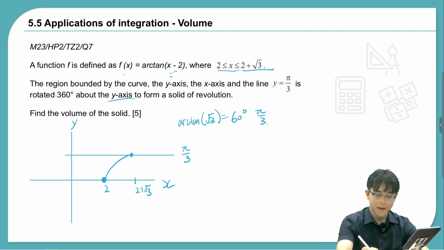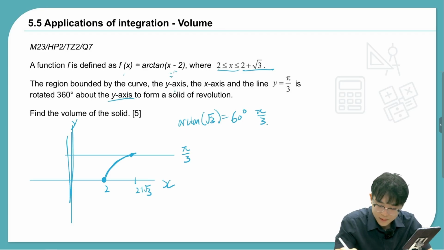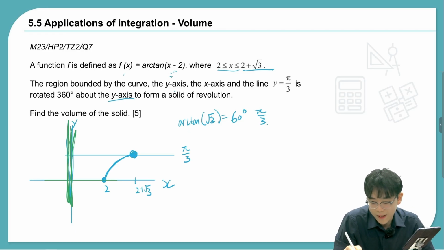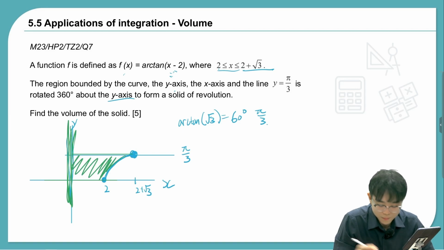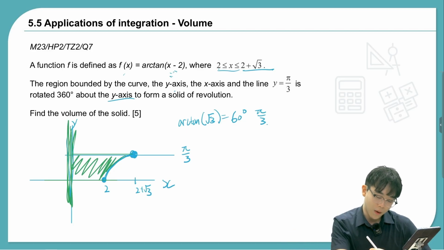The region bounded by this curve, the y-axis, the x-axis, and the line y equals pi over 3. Okay, so that's pretty convenient for us because when y is pi over 3, x is 2 plus root 3. So the function is only defined until that point. So this is the area that's bounded. Okay, now we want to find the volume of the solid if it's rotated about the y-axis.